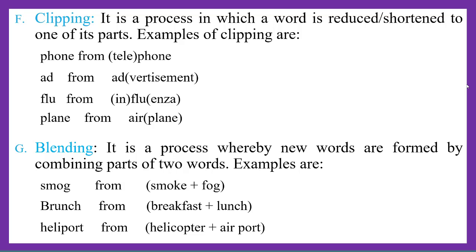And then let's move on to blending. It is a process whereby new words are formed by combining parts of two words. Examples are smog from smoke and fog. So this is blending. They just take the first part of one word and combine it with the second part of the other word. Okay, brunch from breakfast and lunch, copter from helicopter and airport.